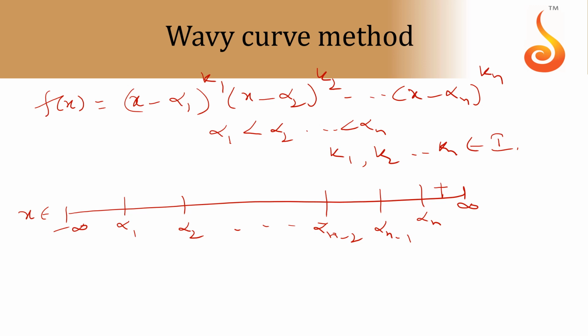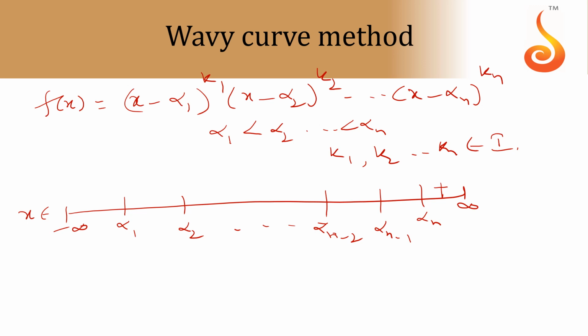Then at alpha n minus 1, at the critical values, it depends on k1, k2. So if k1 is a positive number, at those points it will be 0. If the power kn, k1, k2, anything is negative, it is not defined at that critical value. So according to k1, k2 we will decide.